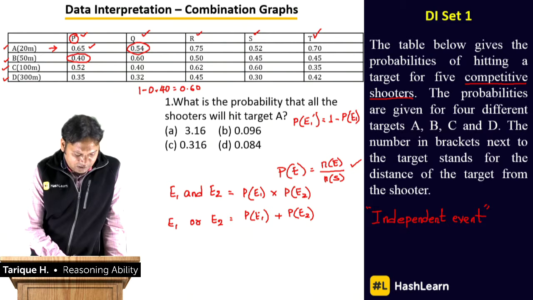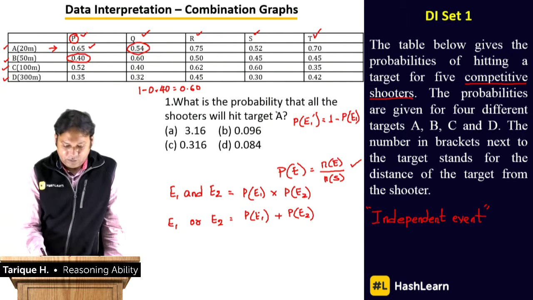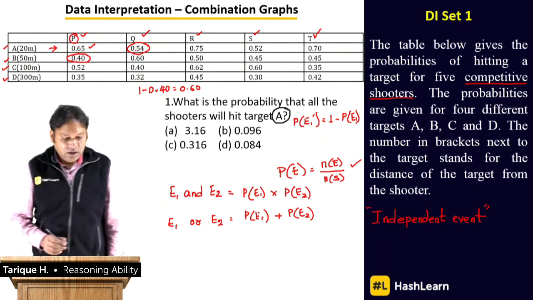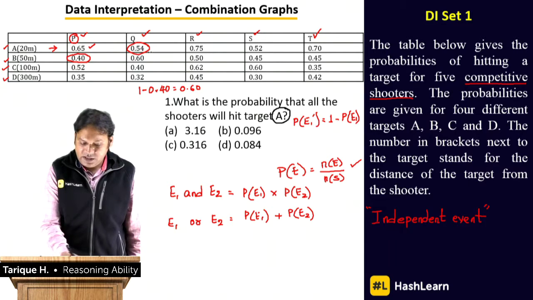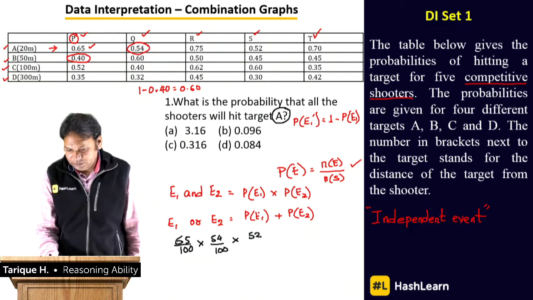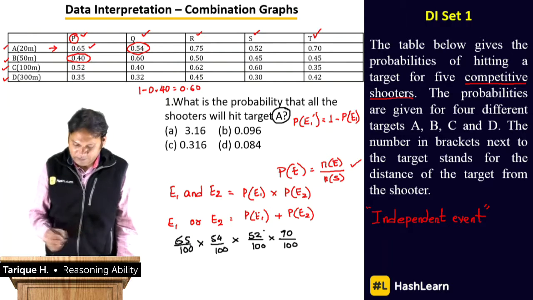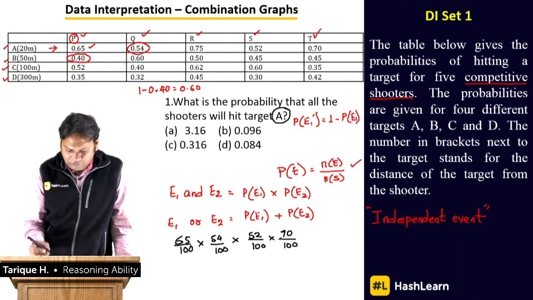So in question number 1, it's saying that what is the chance that all the shooters will hit the target A? It's specifically talking about target A. So for target A, the required probabilities are given to you. So 0.65, so let's write down 65 by 100 into 54 by 100 into 52 by 100, 0.52, into 70 by 100. This value we have to calculate, and whatever this answer is, that will be your final answer. Okay, so let's just roughly calculate here.